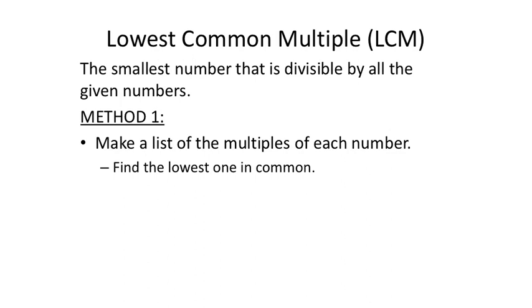For either method, what you may find is that one of the numbers is actually a multiple of the other one, in which case one of the 2 numbers that they give us may actually just be the lowest common multiple.